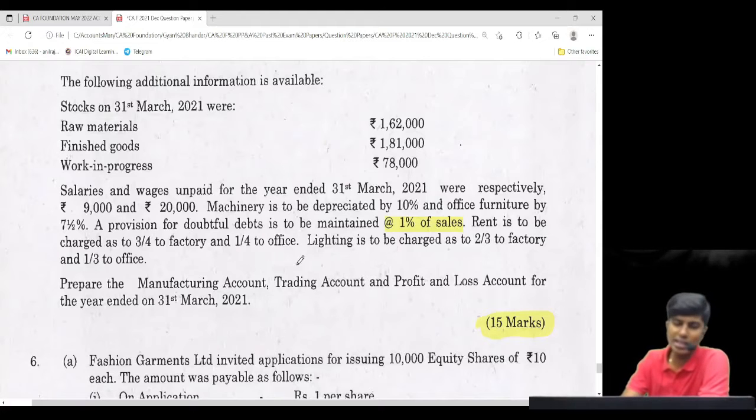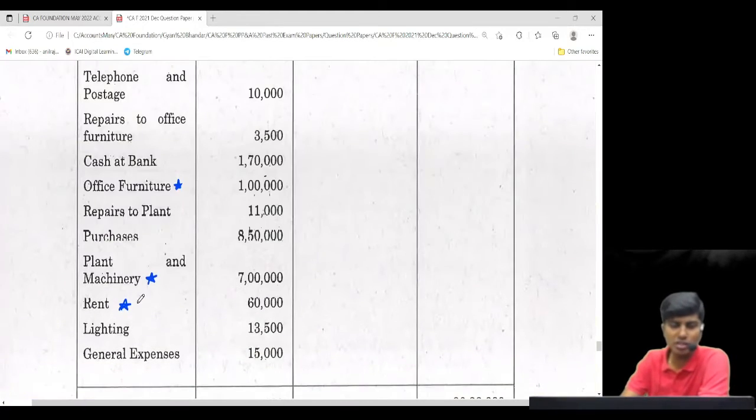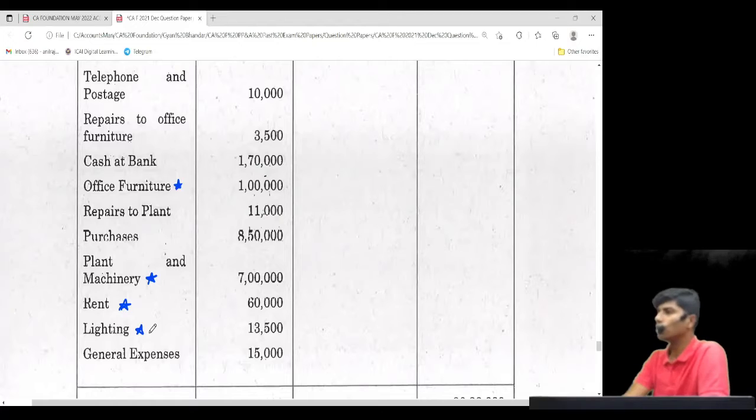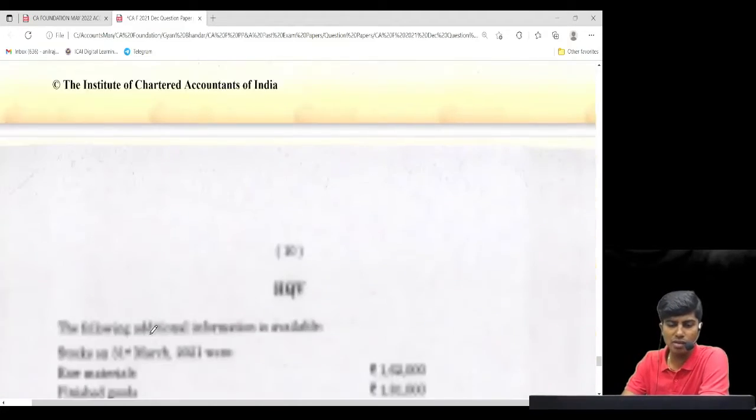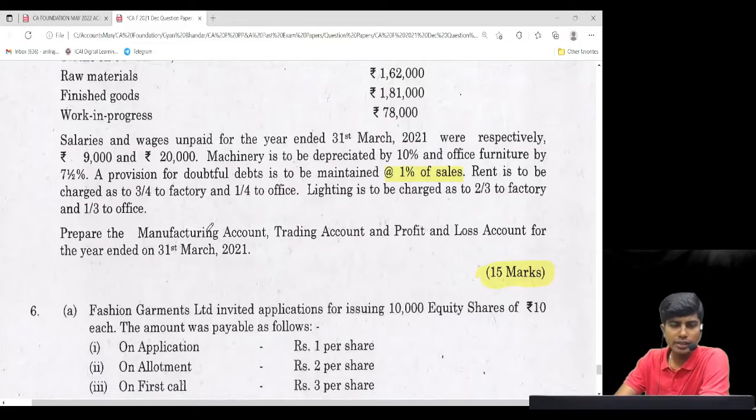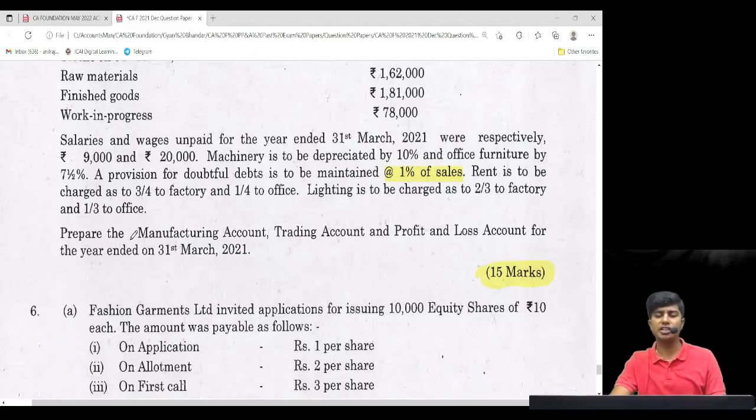Next we have lighting, which is also similar, but the ratio is different. Lighting also, put one star. To the extent it relates to the factory, it will come in the manufacturing account. To the extent it relates to the office, it will come in the P&L account. Done. What do we have after that? That's it. Prepare manufacturing, trading, and profit and loss account for the year ended 31st March 2021.